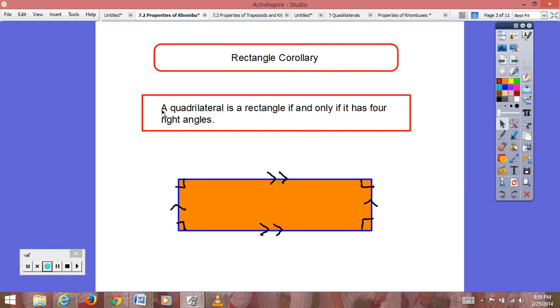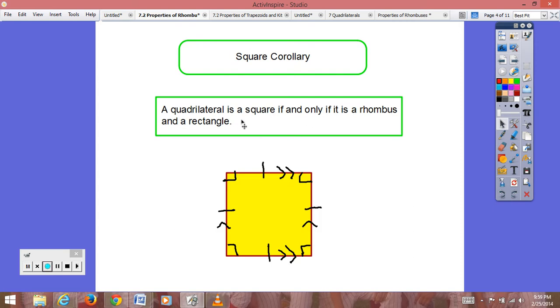Next, rectangle. A quadrilateral is a rectangle if and only if it has four right angles. So we have our four right angles, and again, our two sets of opposite parallel sides. And lastly, a square. A quadrilateral is a square if and only if it is a rhombus and a rectangle. So for that to happen, we have to have our four congruent sides and our four right angles.